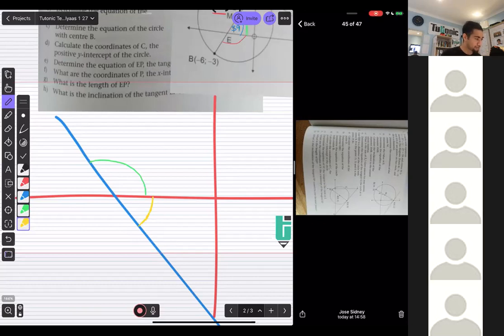The green or the yellow? The yellow. Because that's the smallest angle, right? So it's going to tell you the yellow. But doesn't it also depend on the slope of the gradient? No. If the graph looks like this, this will always be smaller than this. If the graph is like this, then this will be the smallest.